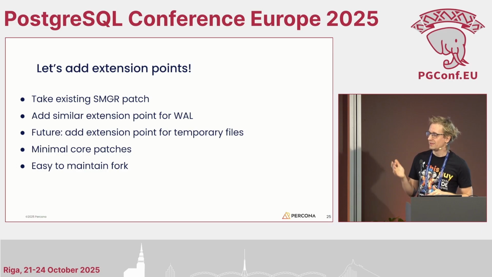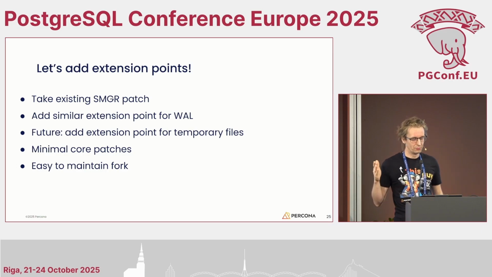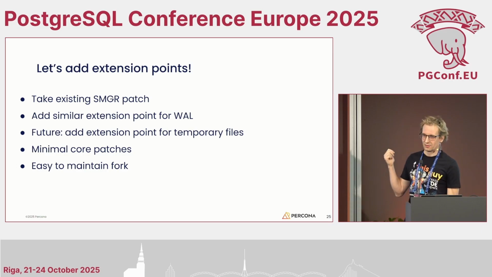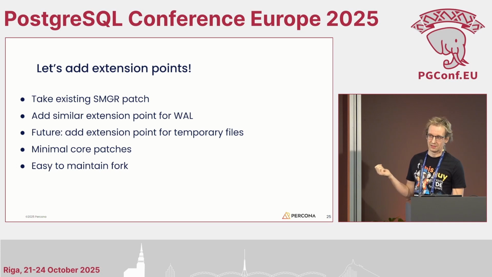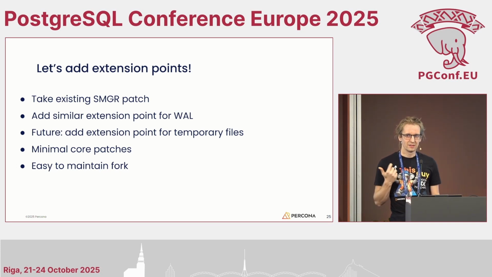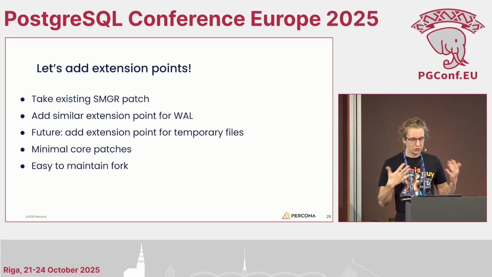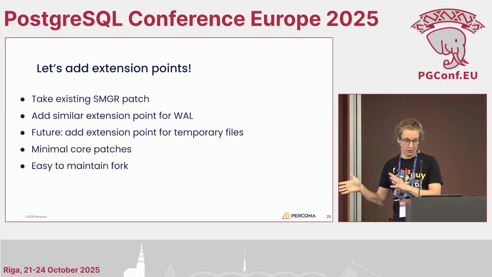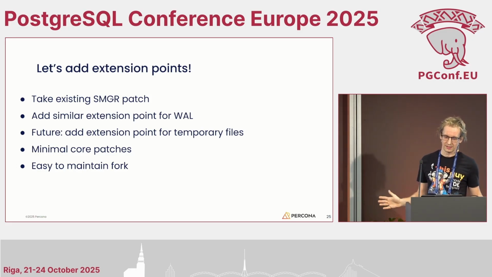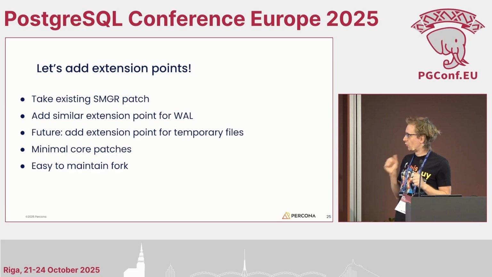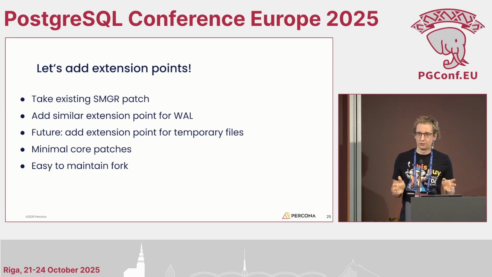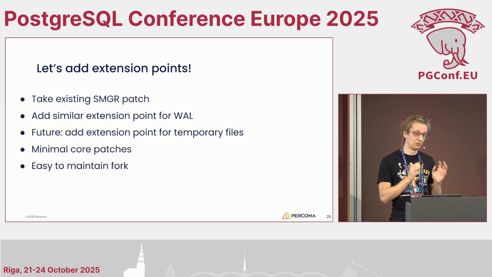So with this in mind, we decided to add these extension points. First, we took the existing storage manager patch and created our fork with it, and then we added similar extension points to the WAL. And in the future, we also plan to do the same thing with temporary files, but we didn't go there yet. And this means that we had core patches, but these were minimal, only a few hundred lines of code, so it's easy to maintain.